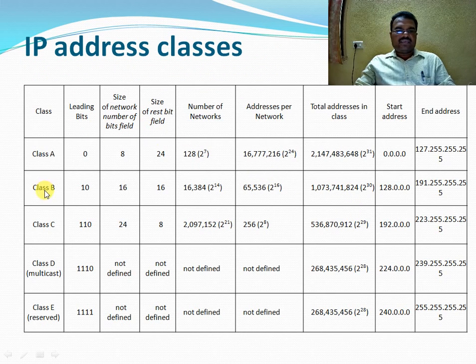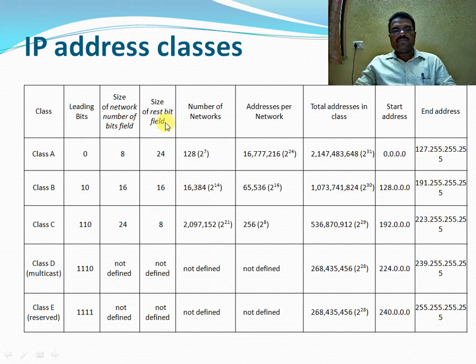So if we compare all the classes of IP address, class A leading bits are 0, class B leading bits are 10, and class C leading bits are 110, class D used for multicast is 1110, and class E is reserved, and these leading bits are all ones. The size of the network bits field is 8 in class A, 16 in class B, and 24 in class C, and here class D and class E are not defined.